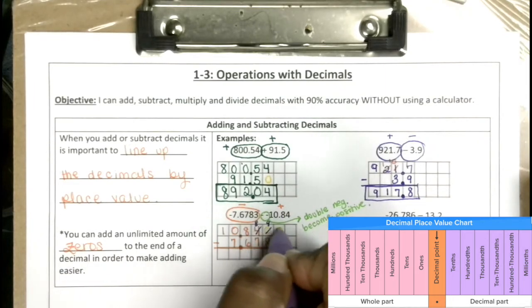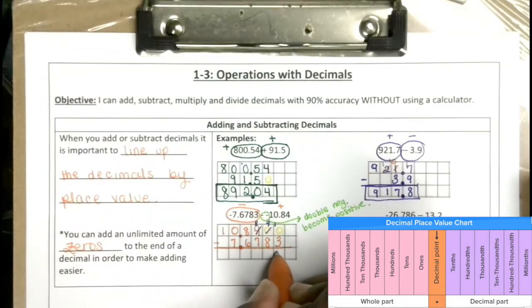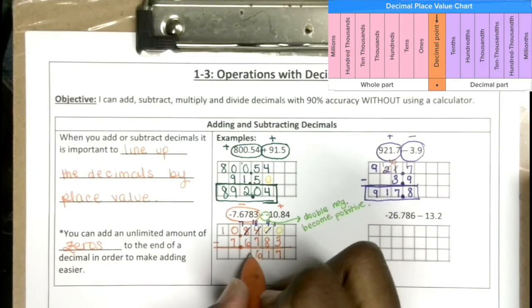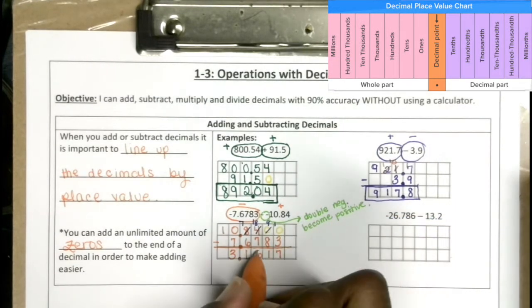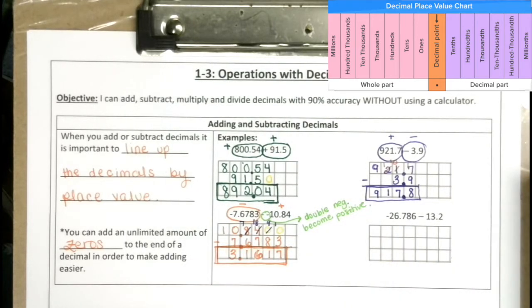Now that I've added these zeros, I can go through and subtract my numbers, and I'll end up with a difference of 3 and 1,617 ten thousandths as my final answer. In order for you to see the next question, I have moved the place value chart to the top of your screen. Now let's do our last addition and subtraction of decimals example.